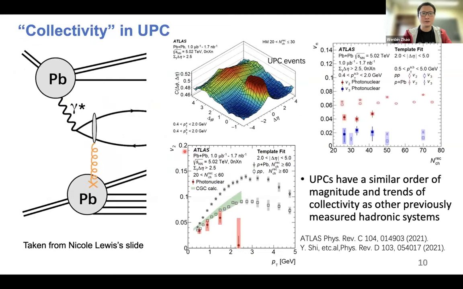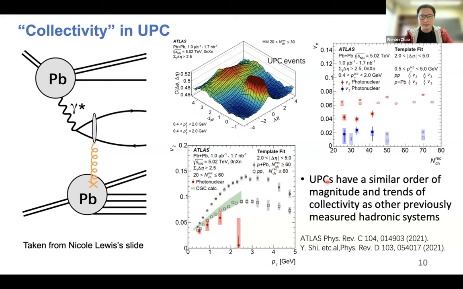And recently, ATLAS also reported their collectivity in UPC events. UPC means that there is no direct hadronic collision, but in this process, one of the nuclei will emit a quasi-real photon, and this photon will collide with another nucleus. And this is the measurement of the two-particle correlations in the UPC event from ATLAS. They also extracted the V2 and V3 in UPC events as a function of multiplicity and also differential elliptic flow, and compared to the p-Pb collisions and the peripheral collisions.